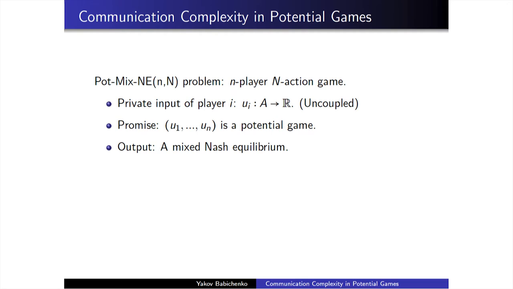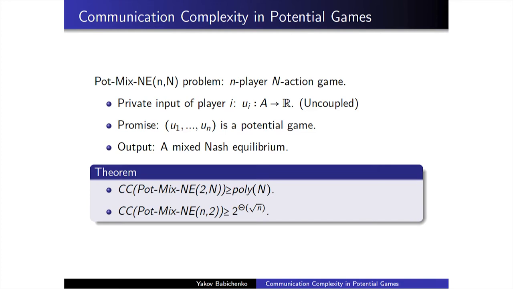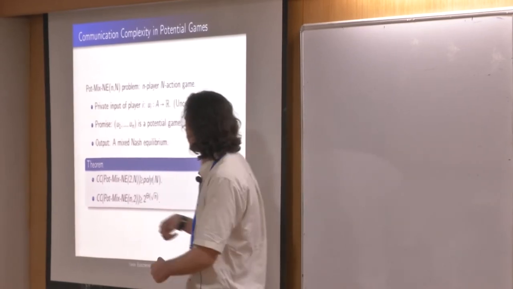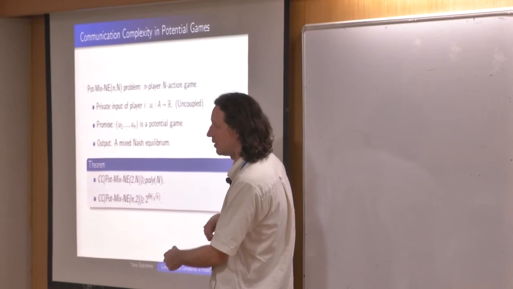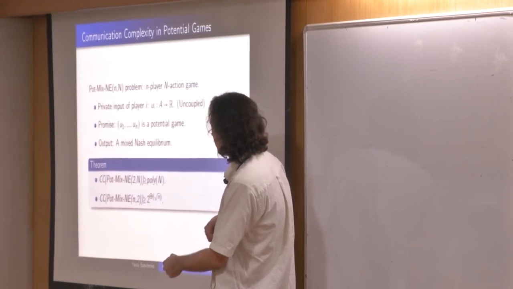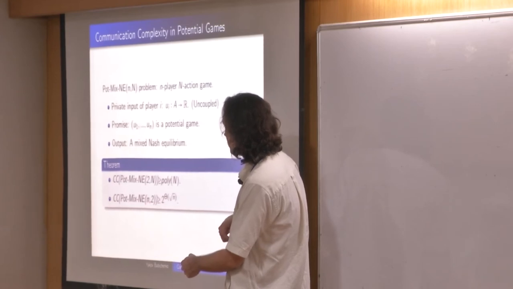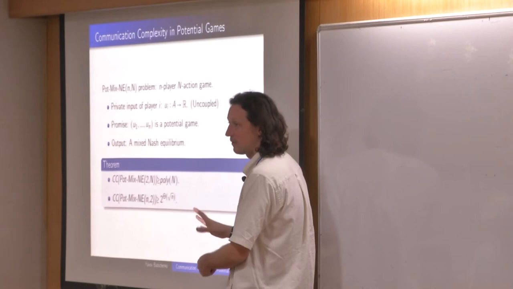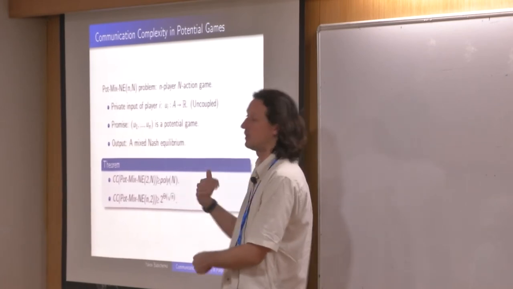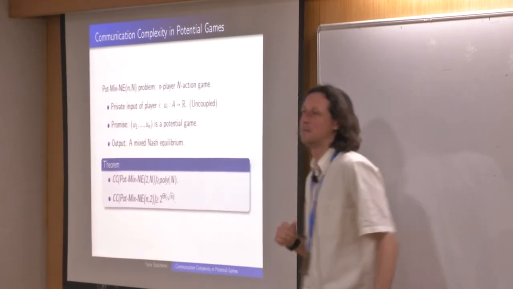So when we talk about potential games, the private information of player i is his own utility function. The promise is that the utilities form a potential game, and the output is a mixed Nash equilibrium. The theorem states that the communication complexity of this problem with two players and n actions is high, polynomial in the input, and that the problem in games with n players and two actions is also high. We do not have exactly a polynomial bound, but it is exponential in the square root of n rather than n. Okay?